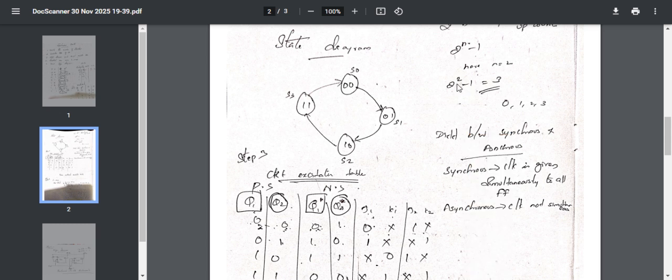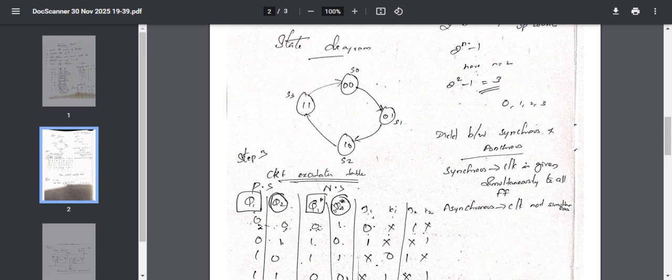So as per this formula, 2 raised to 2 minus 1. This 2 is nothing but the number of flip-flops. So you get 2 raised to 2 minus 1 equal to 3. So the number of states is 0, 1, 2, 3. That is nothing but S0, the 0 state, S1, the first state, S2, S3. You get 4 states. So I hope step 2 is over here.